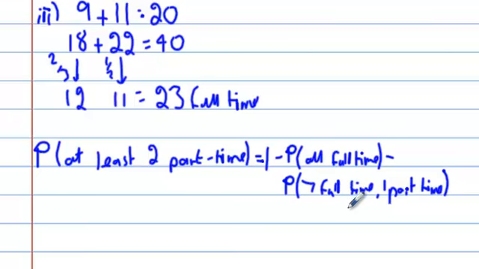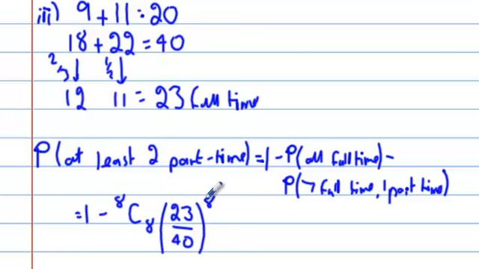When I've calculated that, whatever's left must be at least 2 part-timers. So I've got no part-timers here, 1 part-timer here, take that away, I'm left with at least 2 for everything else. So to put that together, it's 1 minus, now just for completeness, I'm going to show what the combination is here. For all full-time, I'm choosing from 8 people that 8 of them are full-time. The probability of a full-timer is 23 out of 40, and that's going to be to the power of 8.